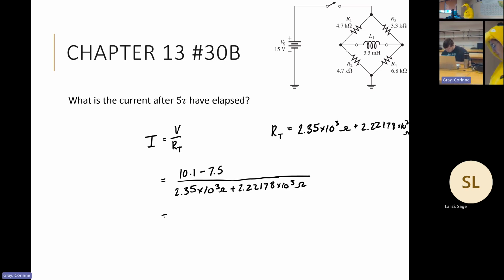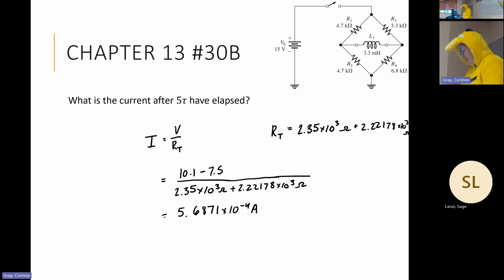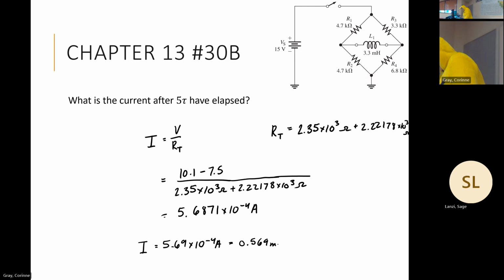So assuming I went through and plugged this in correctly, I got that my total current value is going to be 5.6871 times 10 to the negative 4 amps. For B, because this is technically what we're solving for here, we should also go through and round it. We'll have 5.69 times 10 to the negative 4 amps, or if we wanted to, 0.569 milliamps.